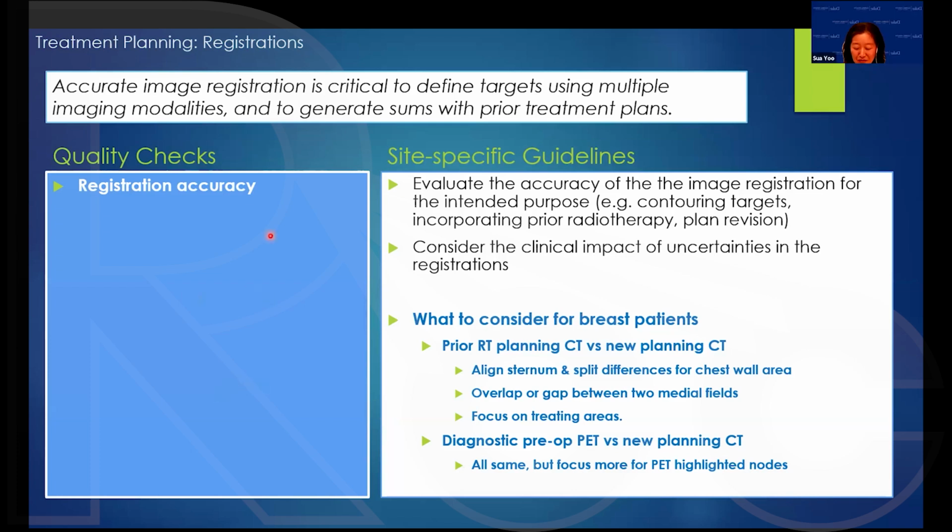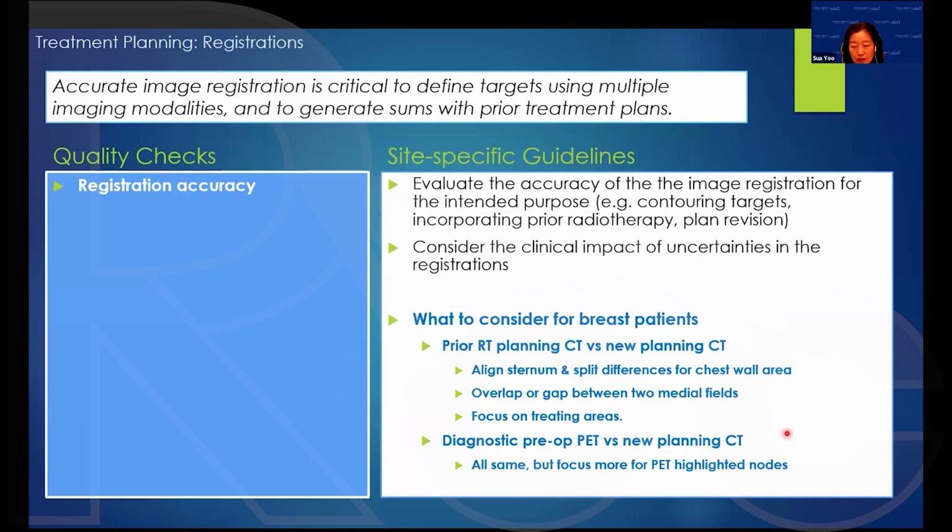So, okay, now we are going through treatment planning, registration. When do we need to do registration of CT to CT or some other image to CT? Priority planning CT should be registered to the new CT. We should focus on sternum position and split the difference for the chest wall, depending on how much the arm was stretched, the chin position, and the inclination of the breastboard, it could be different. Overall, the gap between two medial fields, like previous fields and the current field, is something we are concerned about.